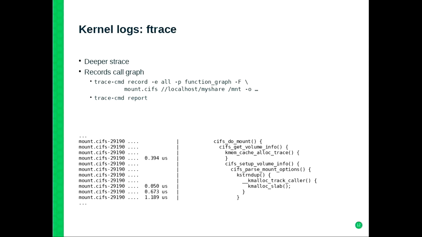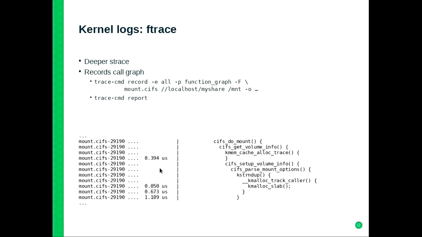strace traces system calls, but ftrace can trace any calls in the kernel. There's a utility called trace-cmd, which you can call. You first call it with record, use -e to say all events, and -p to record the function graph, the function calls. In this case, I just want to record whatever this process is doing and not system-wide. So I just put this command.